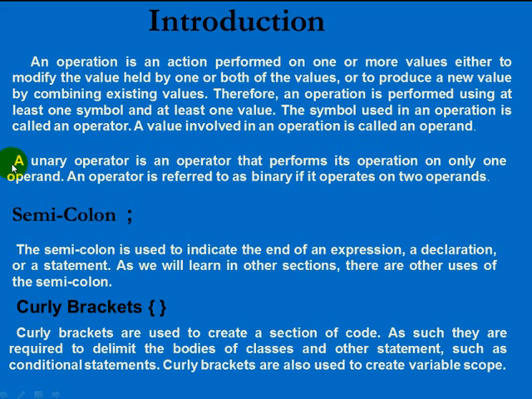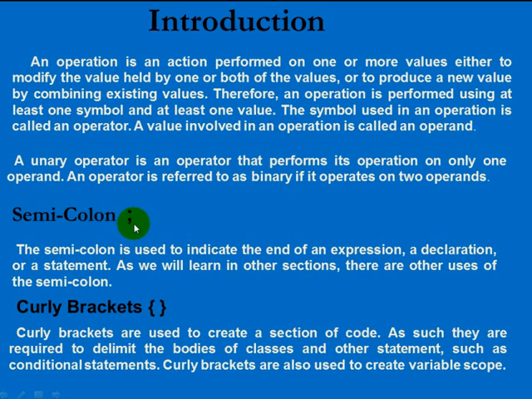We have unary operators and binary operators. A unary operator is an operator that performs its operation on only one operand. An operator is referred to as binary if it operates on two operands. Regarding the unary operator and the binary operator, we shall have greater discussion in the coming video lesson.